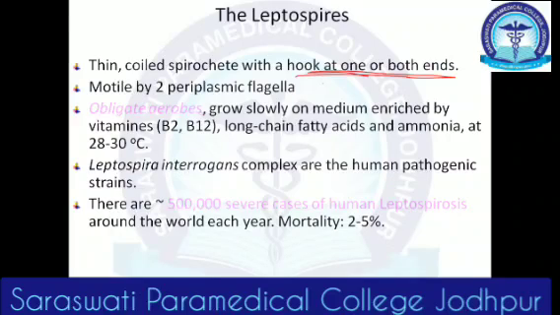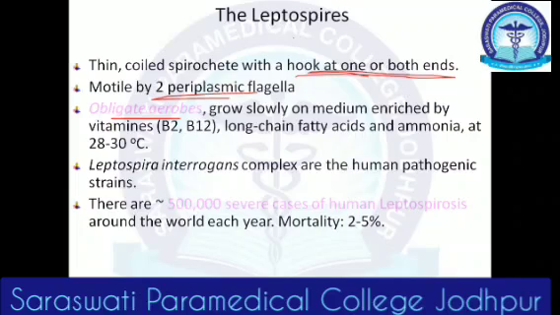They are also motile by using two periplasmic flagella, which come out from the inner cell membrane and go from one end to another end, attaching both ends with each other. They are also obligate aerobes, that means they must have oxygen for their growth. So leptospires are the only type of bacterial species here which are obligate aerobes, which need oxygen for their growth purposes.